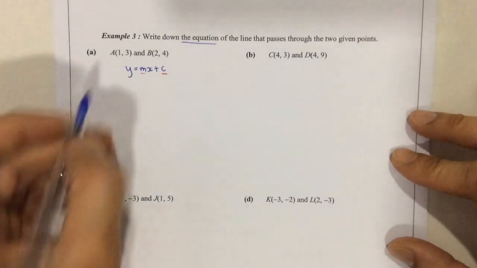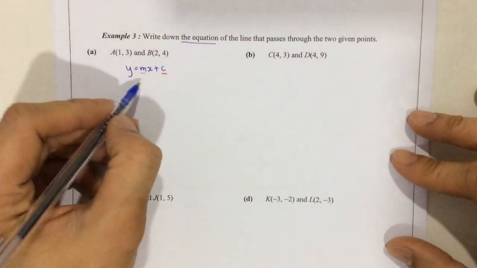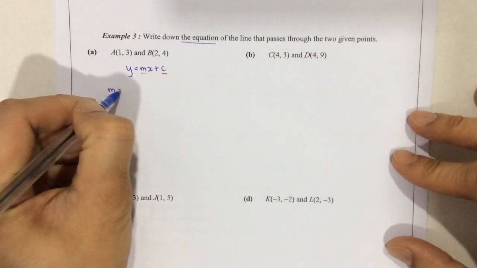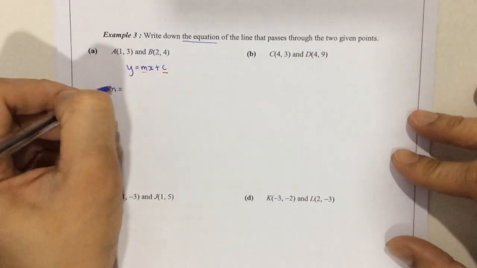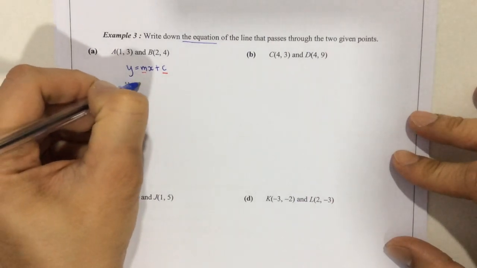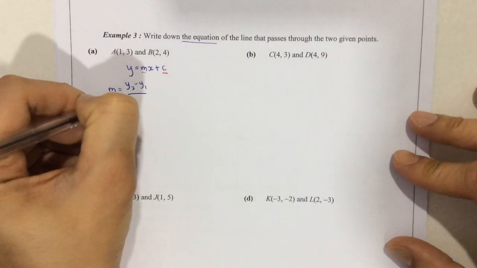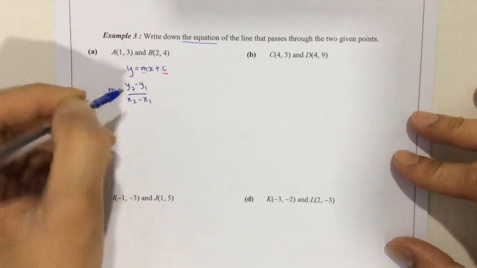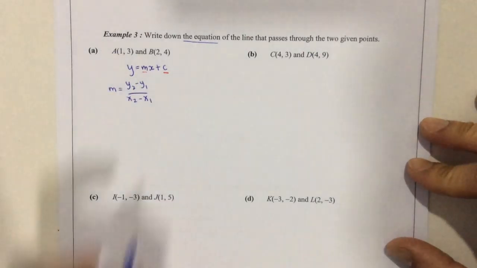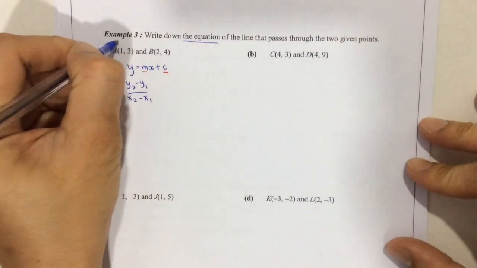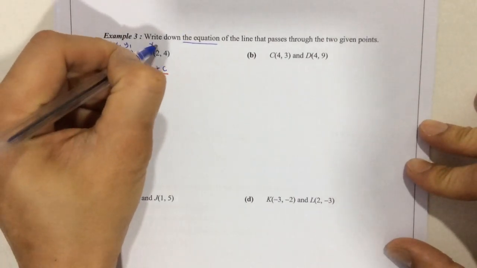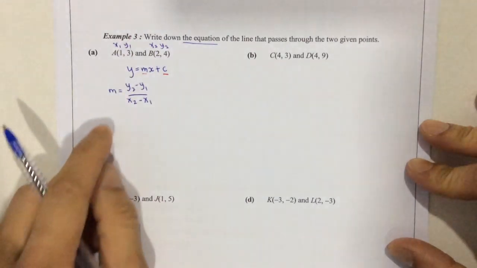number. So in the previous lessons that we have, we know how to find the gradient, the value of m. So the formula for gradient is y2 minus y1 over x2 minus x1. So we already know how to calculate this value, so we can actually label this as x1 y1 for point A and x2 y2 for point B.